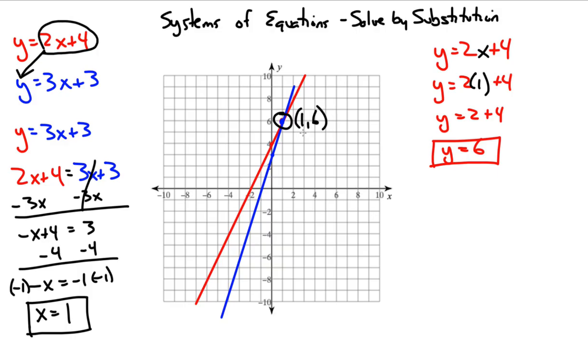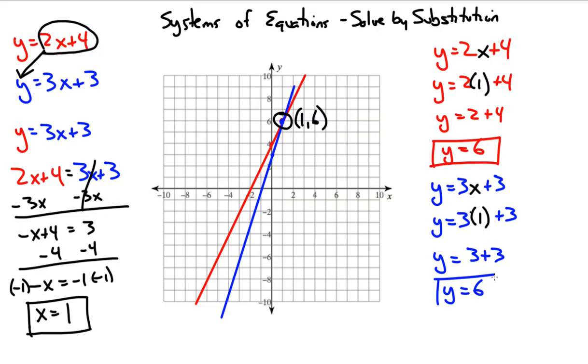Okay, now how did I know to do the red equation? What if I had done the blue one? Well, if I did the blue one instead, if everything is done right, we should end up with the same answer. So in this case, y equals 3x plus 3. So that's the same thing as y equals 3 times 1 plus 3. So that's y equals 3 plus 3, or y equals 6. Same answer. So it doesn't matter.